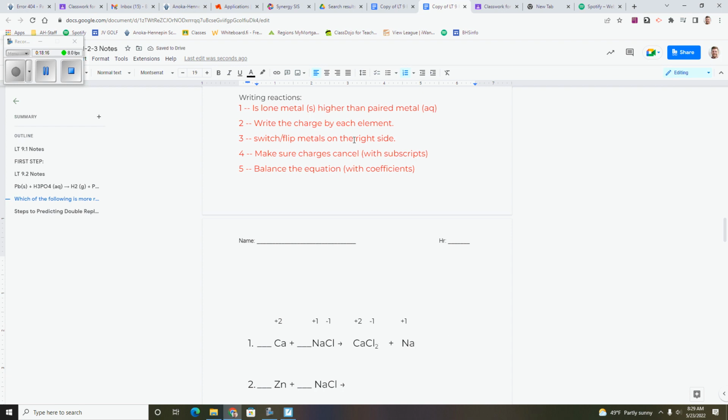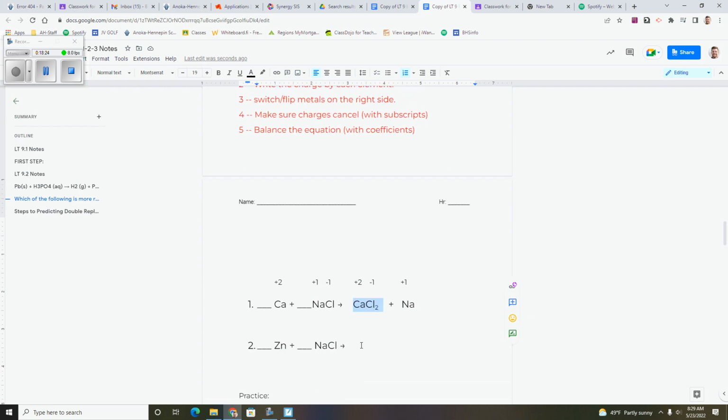Now I balance the charges, that's number 4. Make sure the charges cancel out. So anytime you make a new compound, you have to balance out the charges. Okay, good? Good so far?